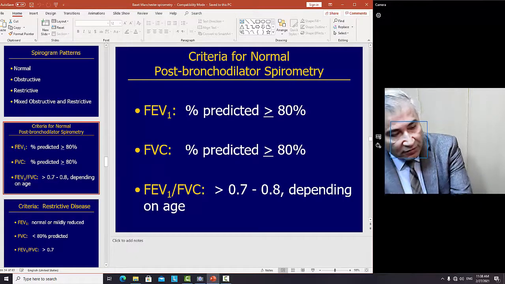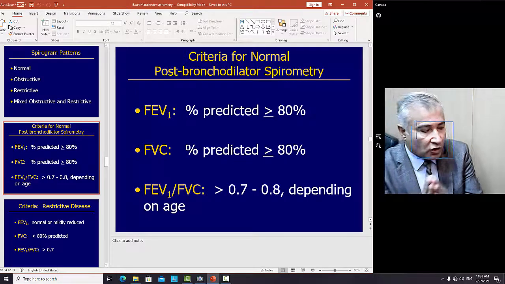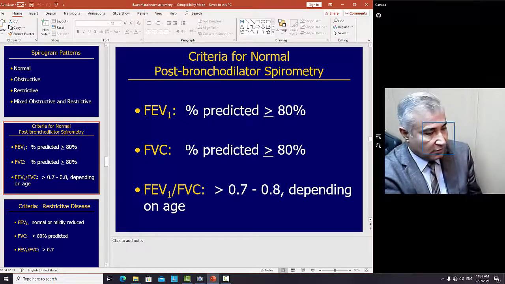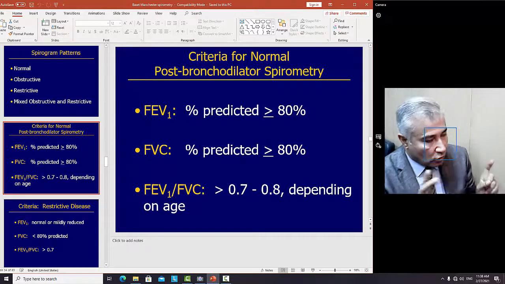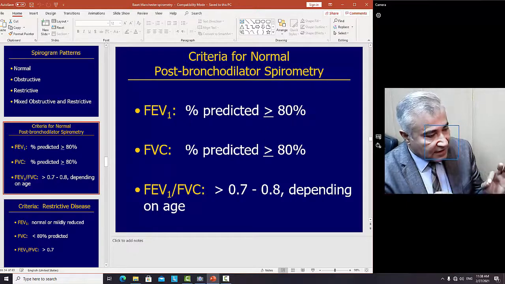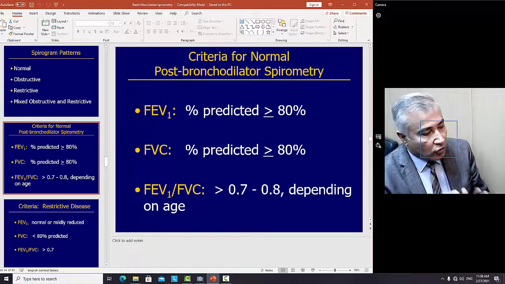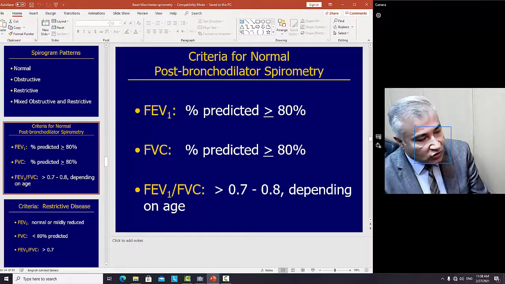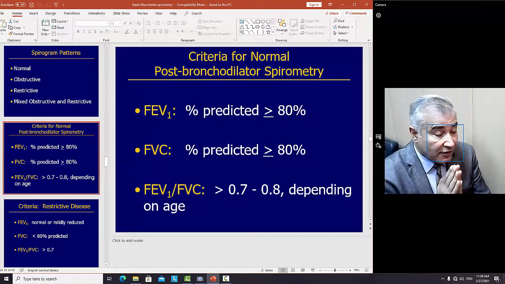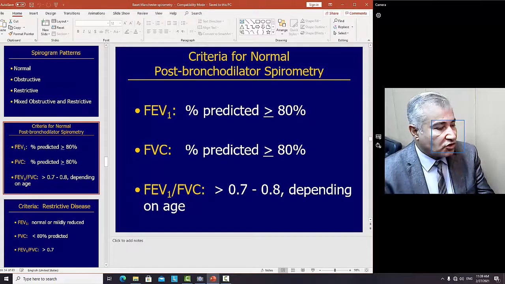Above 0.7, it is either normal or restrictive. Below 0.7, it is obstruction. It is obstructive, but may be mixed. So the first index, FEV1%, I can read: if above 0.7, it is mostly normal or restrictive. If below 0.7, it is either pure obstruction or mixed obstruction and restriction.